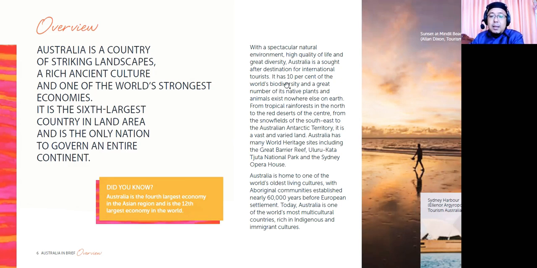Jadi kita bisa menangkap ya, ternyata Australia tersebut memiliki 10% kekayaan dalam bentuk biodiversity, dan kebanyakan dari tanaman-tanaman dan binatang-binatangnya hanya ada di Australia dan tidak ada di negara-negara lain. Seperti kanguru, koala, binatang-binatang tersebut dominan hidup di Australia.